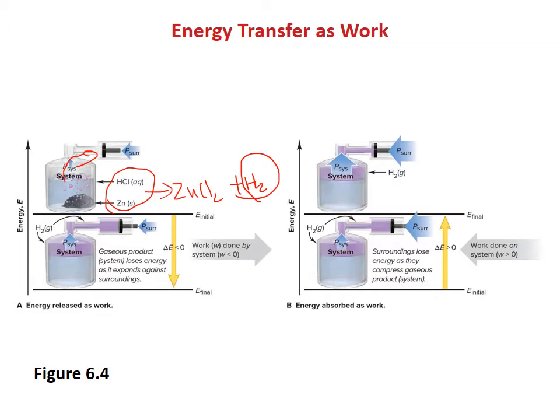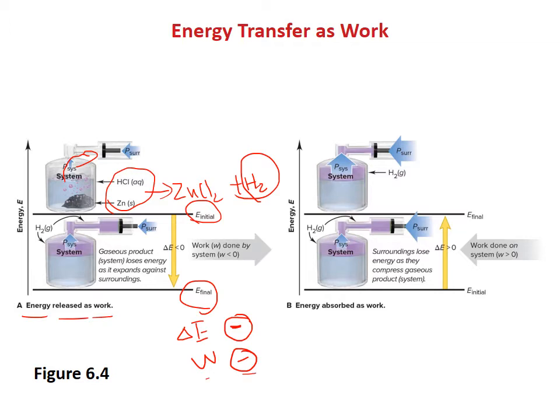Since the system releases energy as work done by it, the final energy of the system is less than the initial energy, and therefore delta E is negative. Because the system loses energy through work, and since there is no heat, work is negative. So when energy is released as work, W is negative.